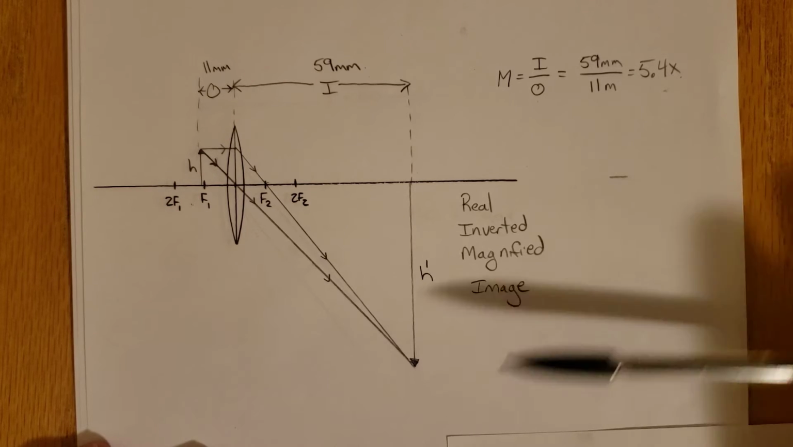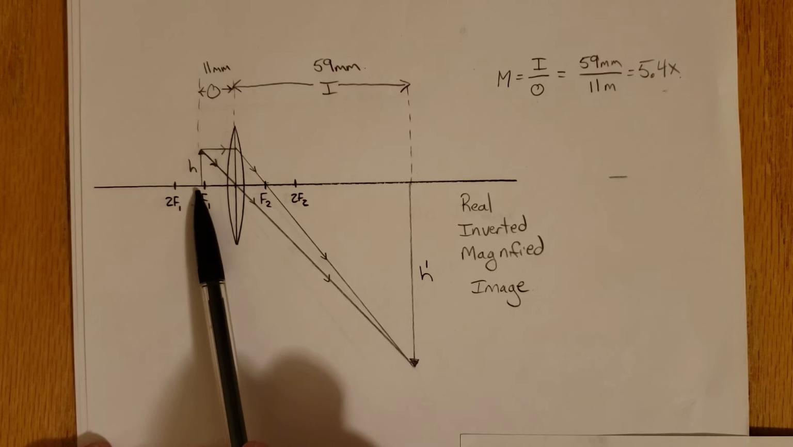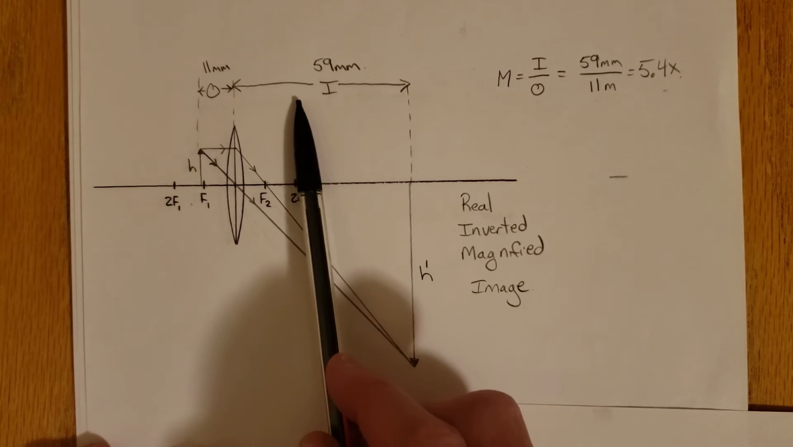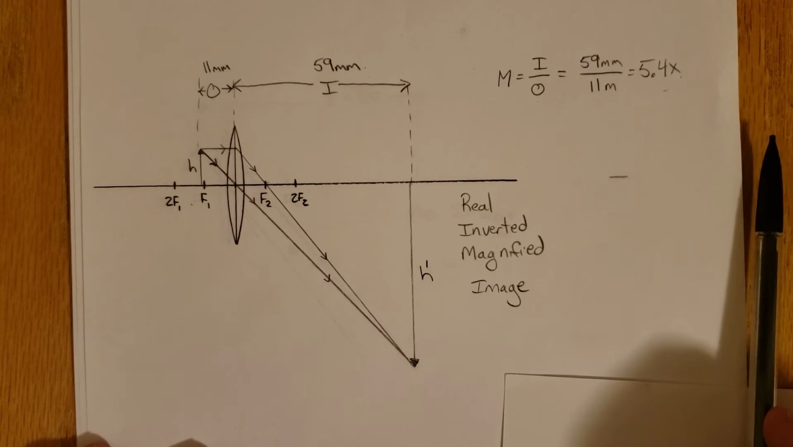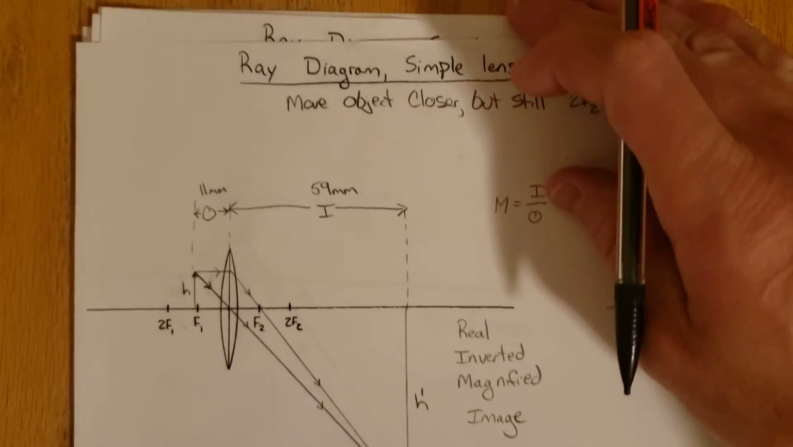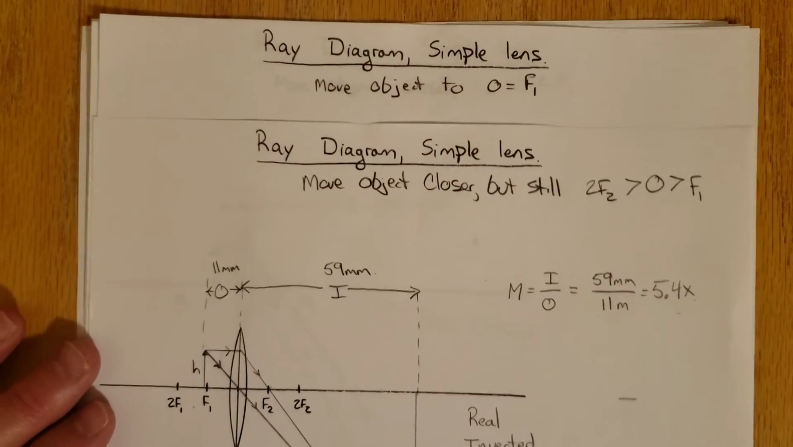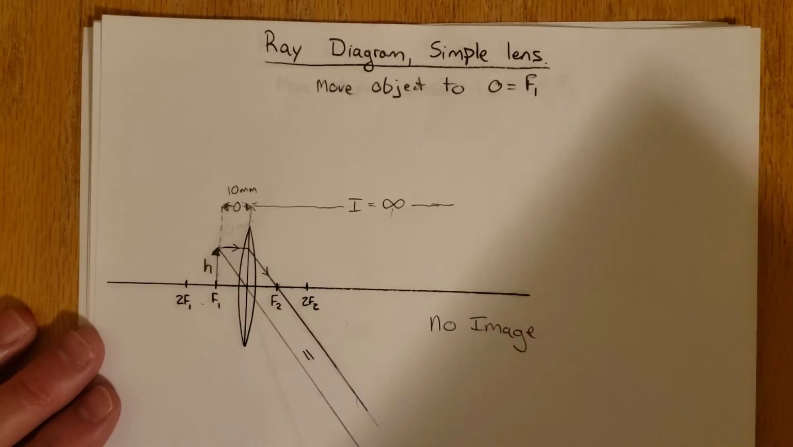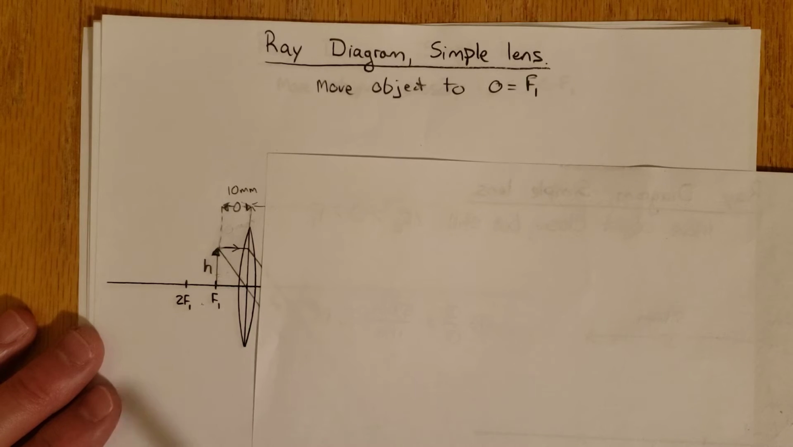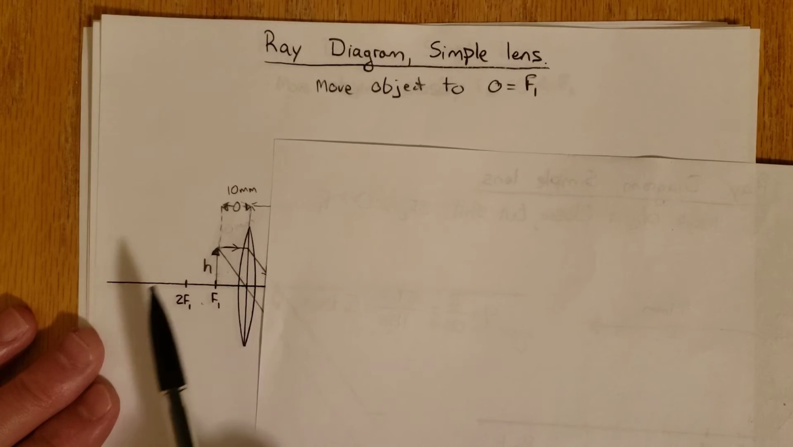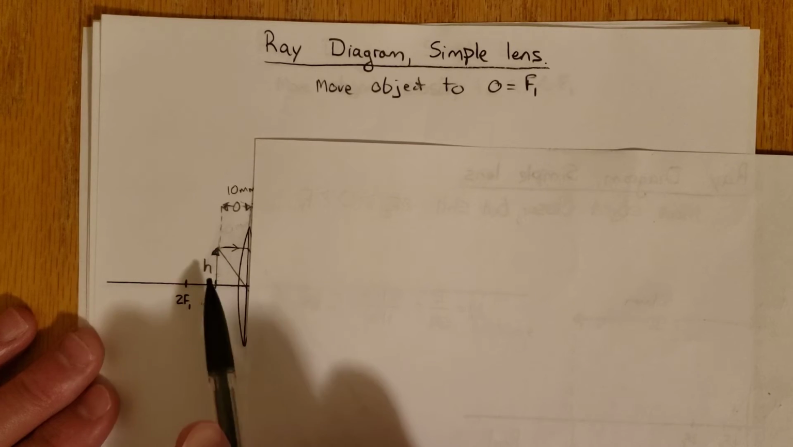And we still have a real inverted magnified image. As you slide this object closer and closer to the focal length, you will get more and more magnification, but the image length gets really, really long. So let's take that to its practical extreme and move our object to the focal length. Now our object length is equal to our focal length. The focal length was 10 millimeters, and now our object length is that, and we just start to draw our ray diagrams.